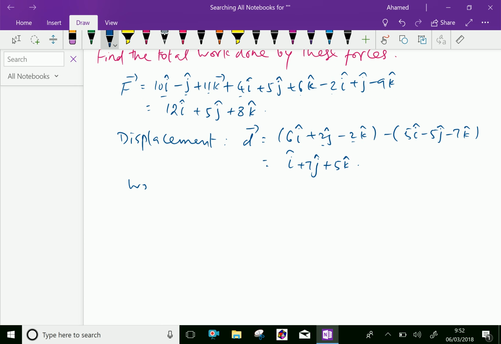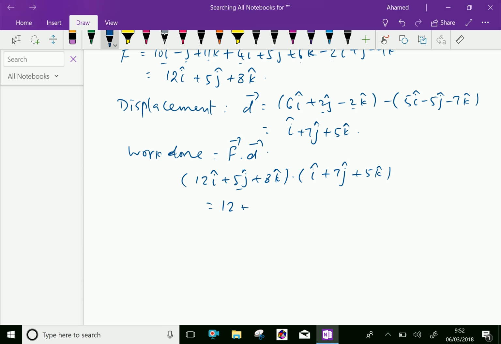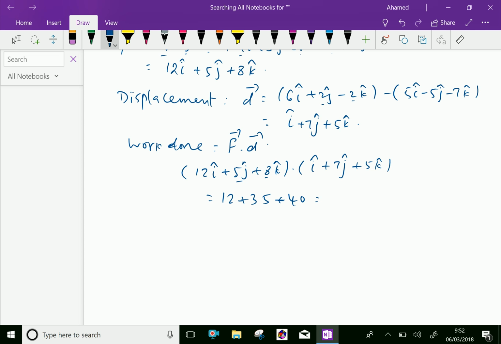Now work done equals vector F dot vector D, where vector F is 12i plus 5j plus 8k, dotted with i plus 7j plus 5k. That equals 12 into 1 is 12, 5 into 7 is 35, 8 into 5 is 40. So 12 plus 35 is 47, 47 plus 40 is 87 units. Work done is 87 units.